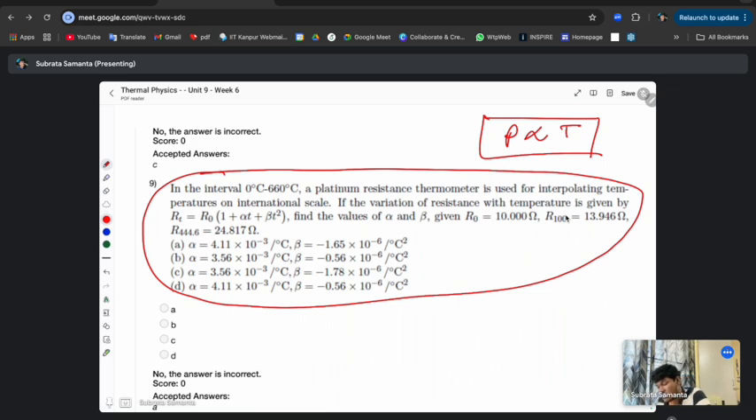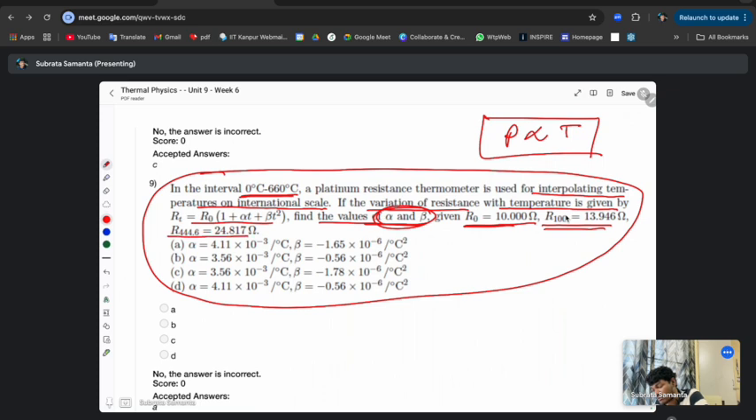In the interval 0 degree centigrade to 660 degree centigrade, a platinum resistance thermometer is used for interpolating temperature on the international scale. If the variation of resistance with temperature is given by R_T, find the values of alpha and beta. Given R0, R100, and R444.6. So these are basically resistances at different temperatures.